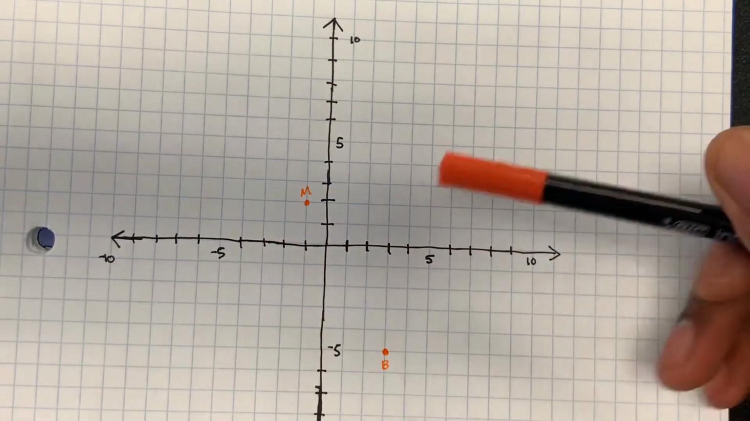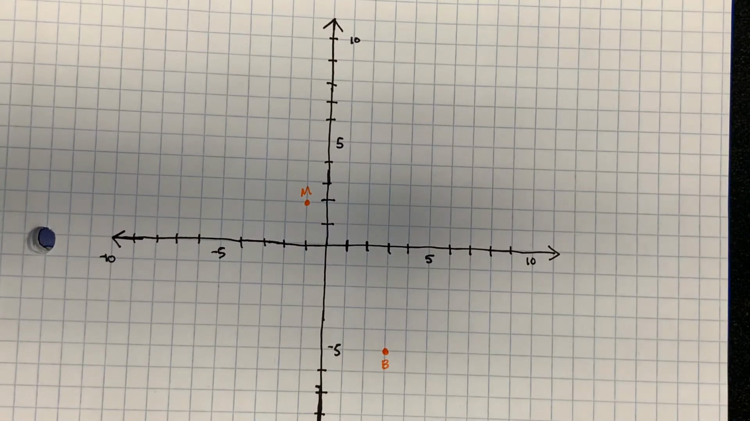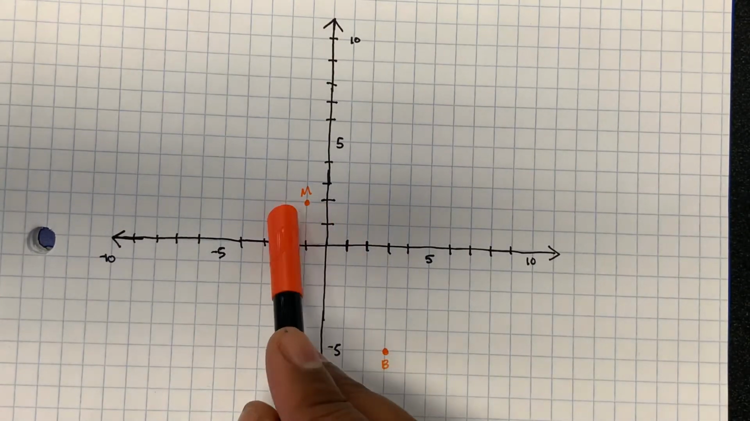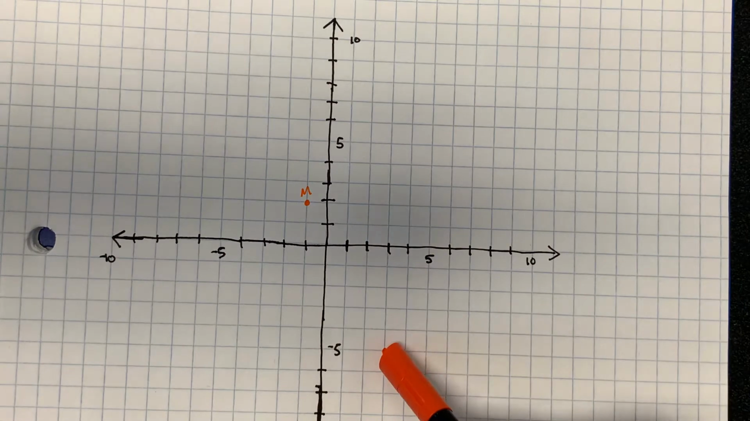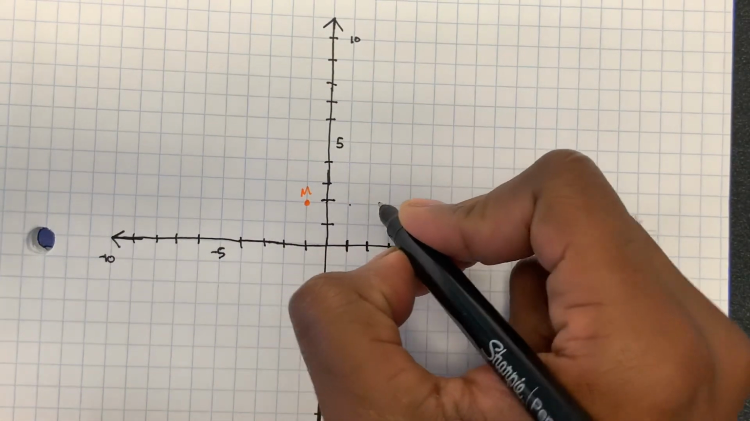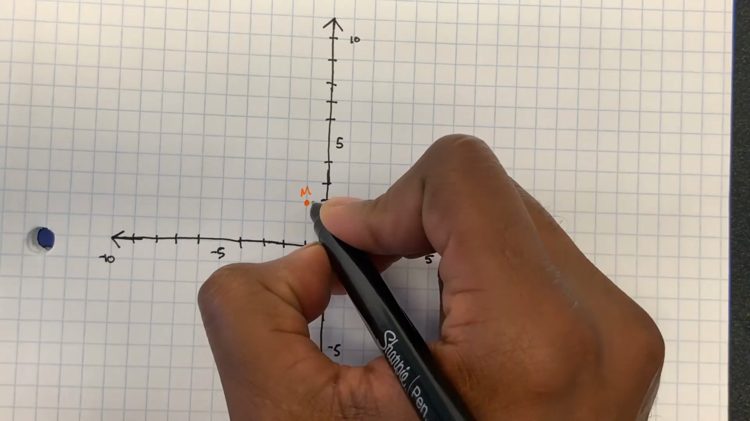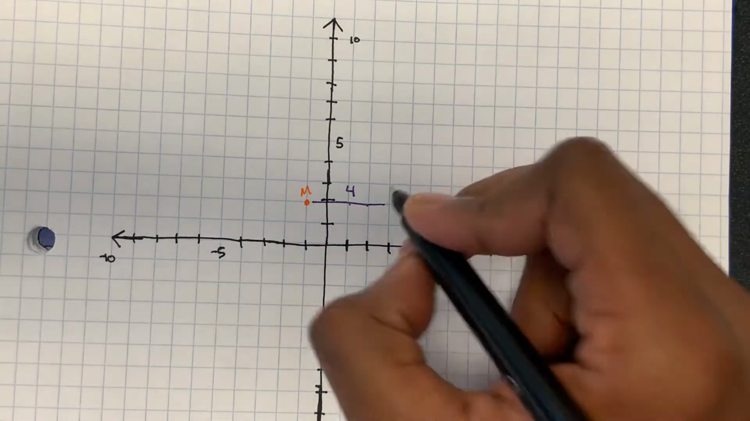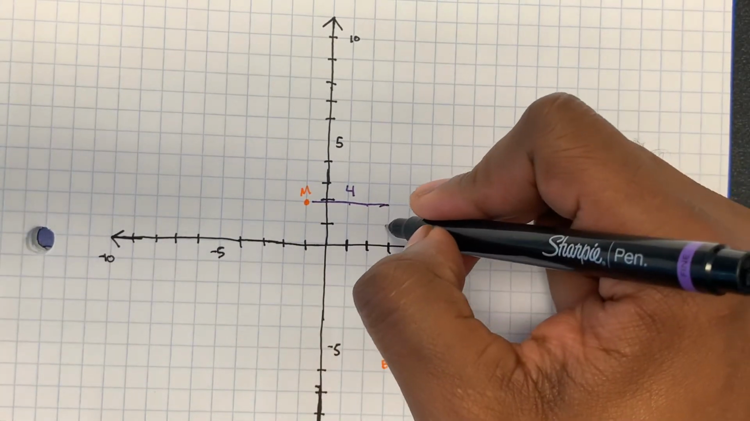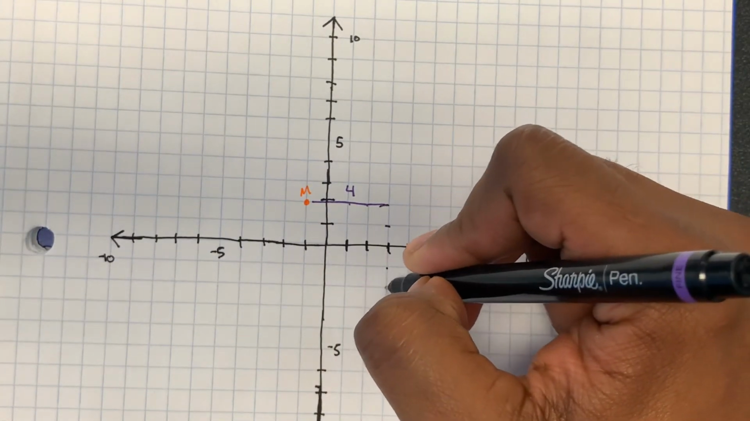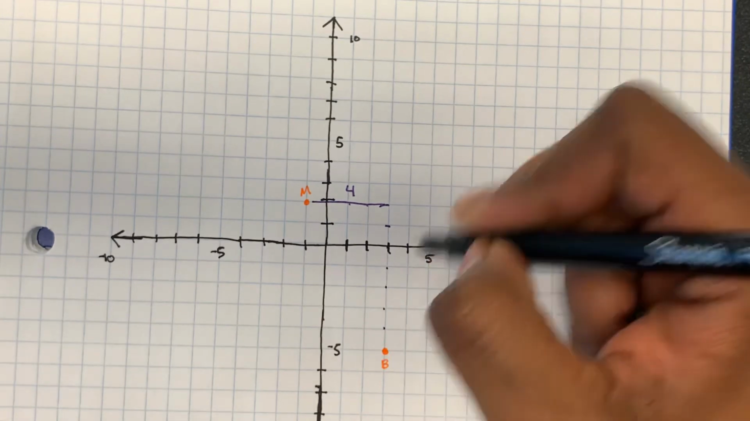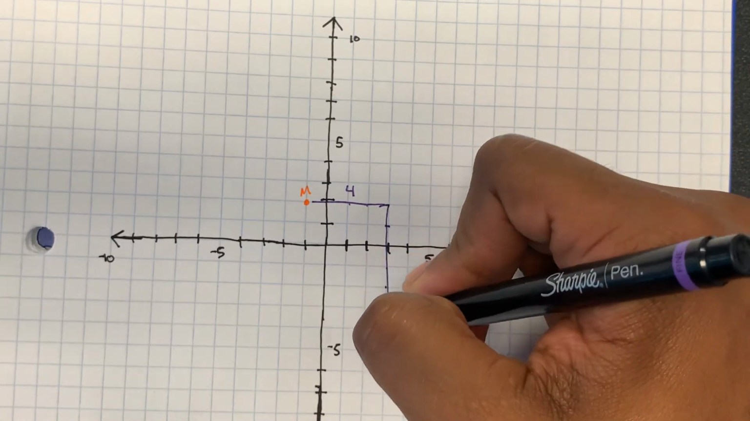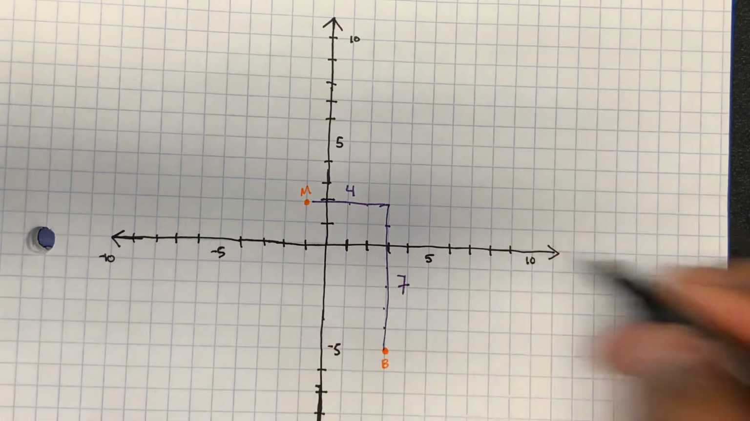So the easiest way to find out the coordinates of A is to count horizontally and vertically and move in the opposite direction. So M is 1, 2, 3, 4. It's a distance of 4 away horizontally, and it's a distance of 1, 2, 3, 4, 5, 6, 7. It's a distance of 7 away vertically.